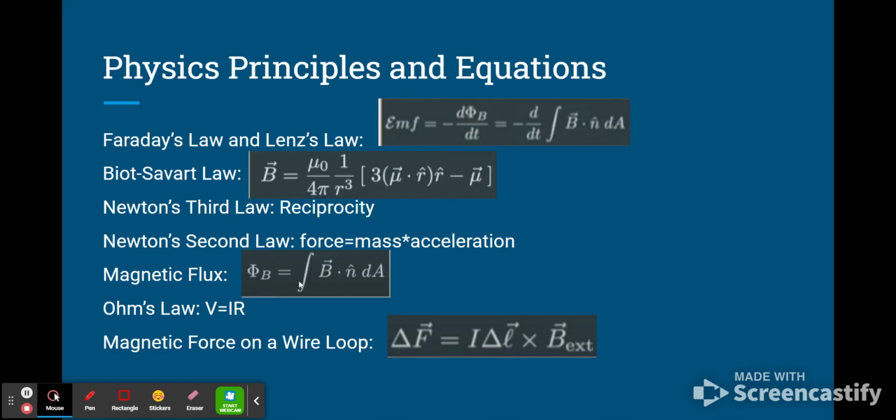Magnetic flux, which is the dot product of magnetic field and n hat times the area, or change in area. And then Ohm's law, EMF is equal to current times resistivity, and magnetic force on a wire loop, force is equal to current cross product of external magnetic field.